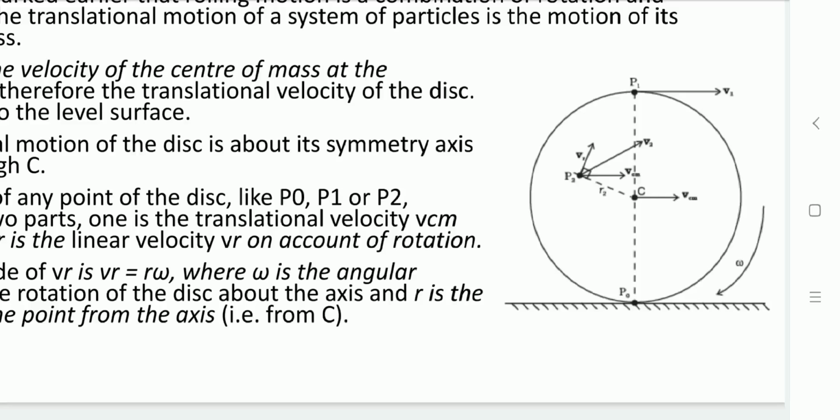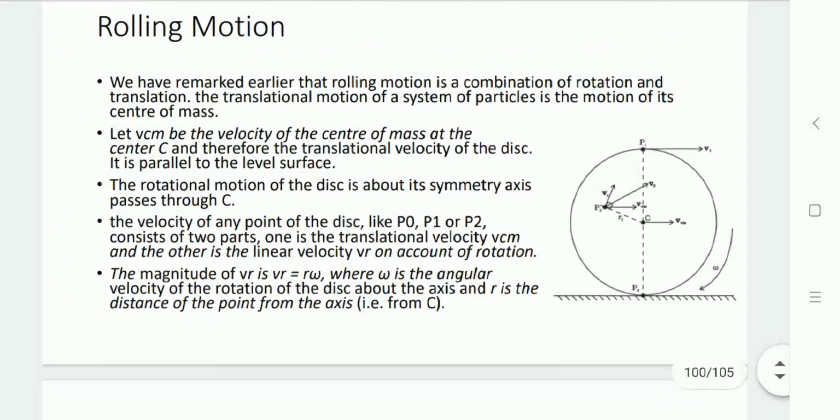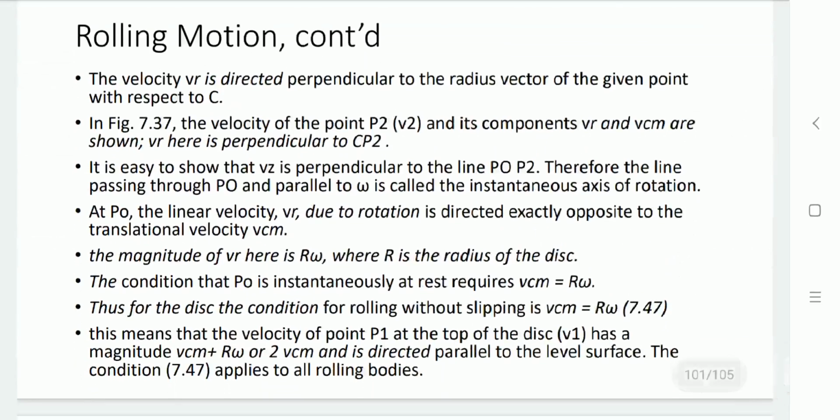At P0, the linear velocity VR, that is due to the rotation, is directed opposite to the translational velocity VCM. The magnitude of VR is R omega, where R is the radius of the disk. So VCM equals R omega, and that is the condition for rolling without slipping.